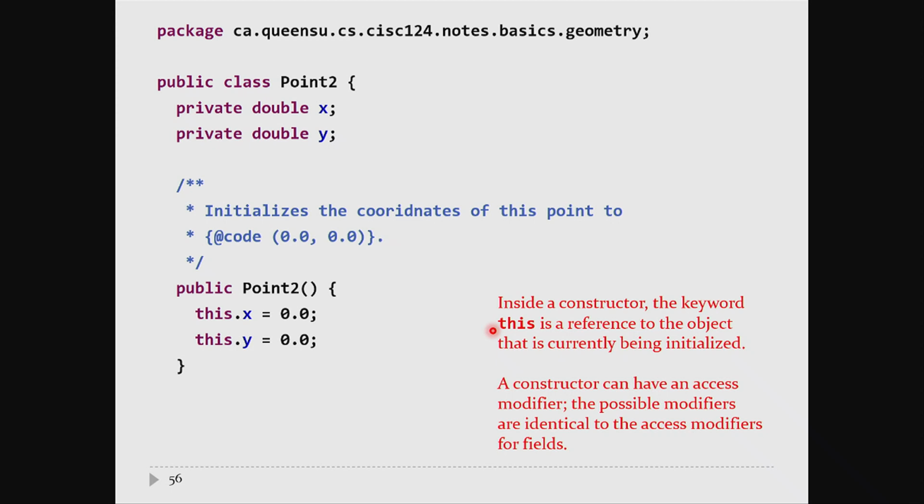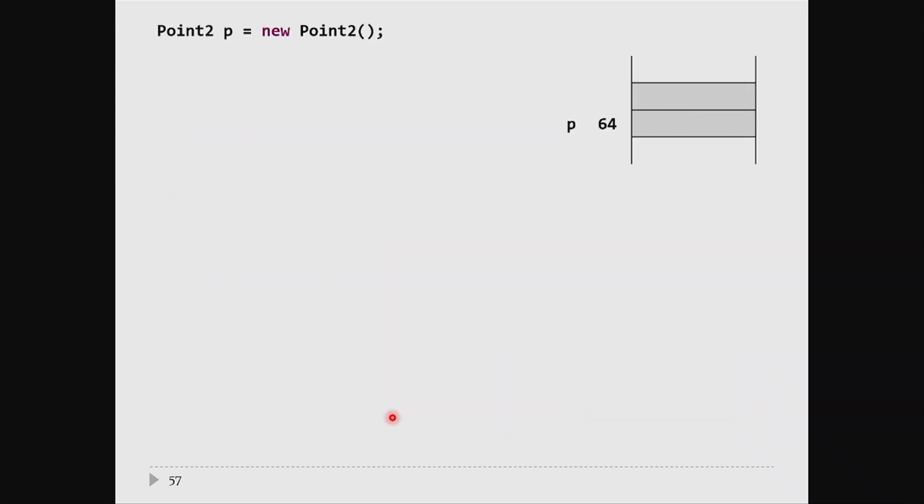So when someone calls this constructor right here, that word this refers to the object that was just made by the new operator. And that's how the virtual machine knows which object's x to set and which object's y to set. Might be clearer if I show you a picture.